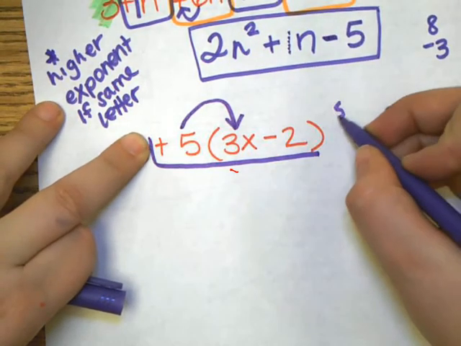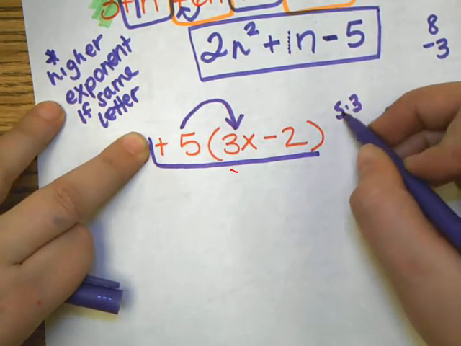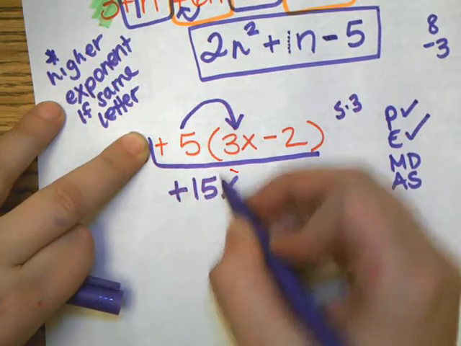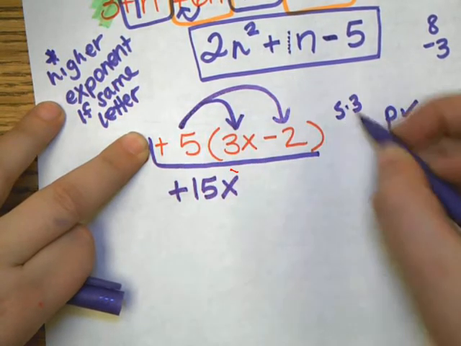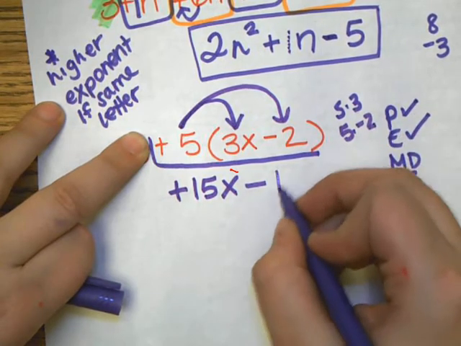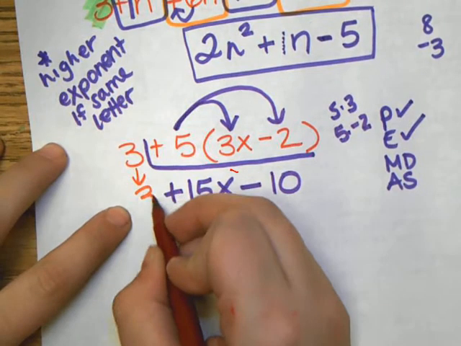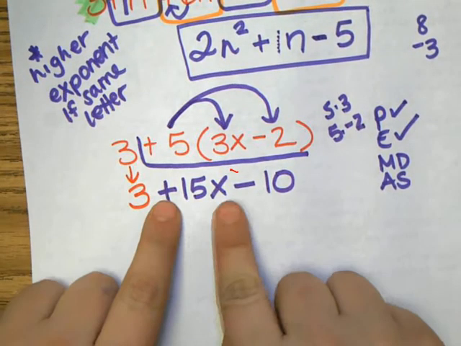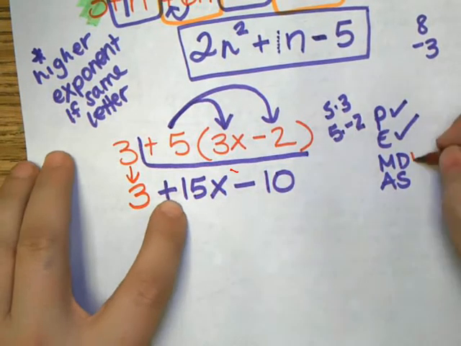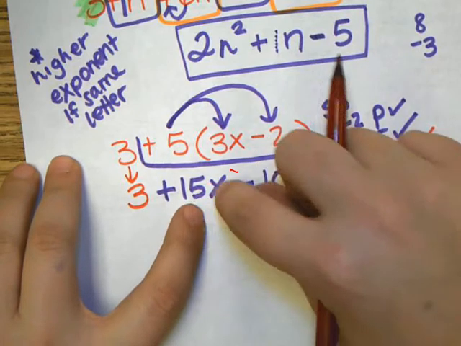So we're going to take this, and we have to look in front, and I like to draw a little line here so I know what I'm distributing. I'm distributing a positive 5 times 3x, so 5. Now we're multiplying, so now we're using our rules for multiplying. 5 times 3 is positive 15x, and then positive 5 times negative 2 is negative 10.